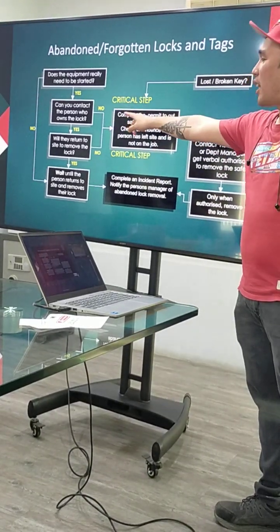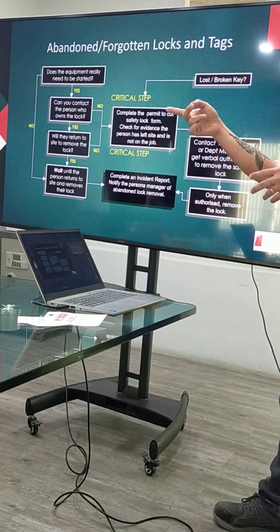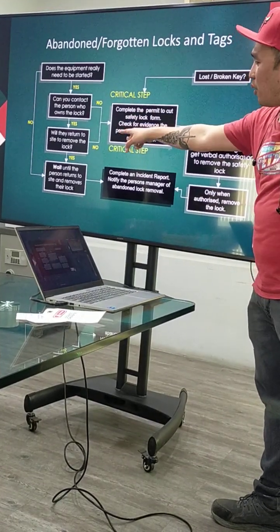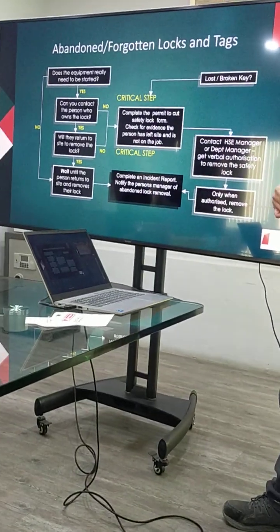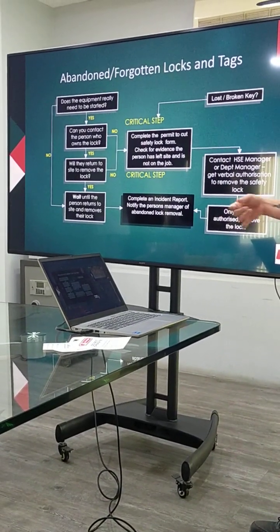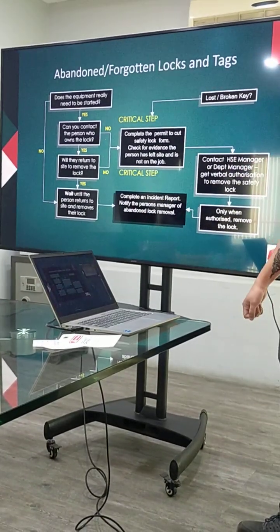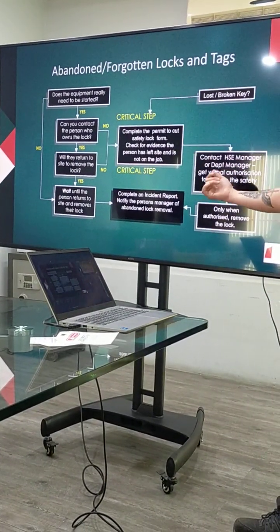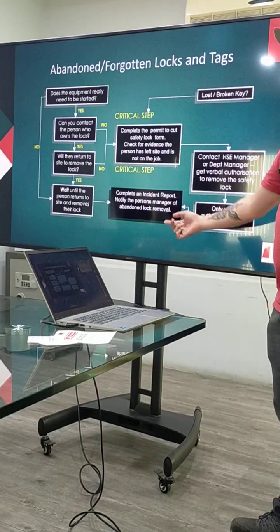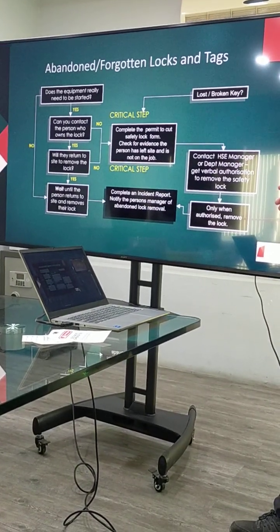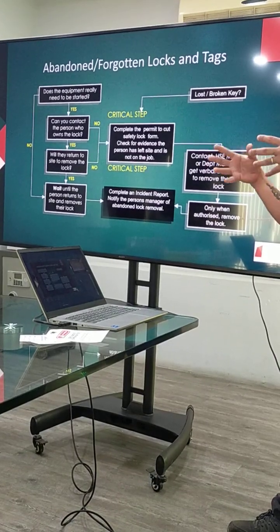Yes. Can you contact the persons that own the locks? For example, the person was in BU5. If yes, will they return to site to remove the lock? For example, Rajesh, you come. If yes, wait until the person returns to site and removes their lock. Then also complete an incident report.